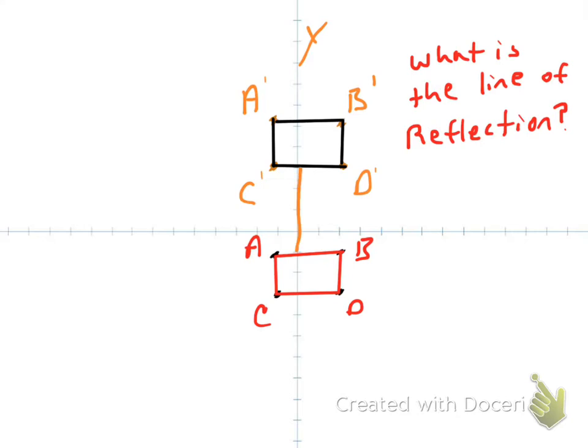So remember, the distance is... Alright, so we're 4 away. And we've got to remember that the mirror is double the distance. So what's half of 4? It's 2. So we know our line of reflection has to be at y equals 2. Right here. It's y equals 2. And that's our line of reflection. That one's pretty easy.